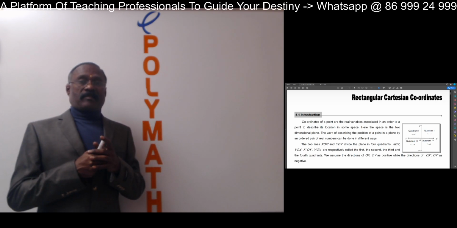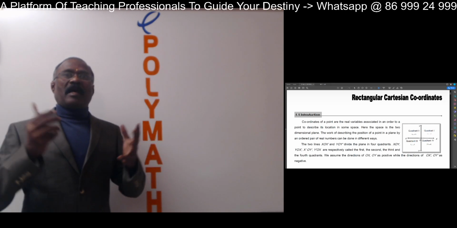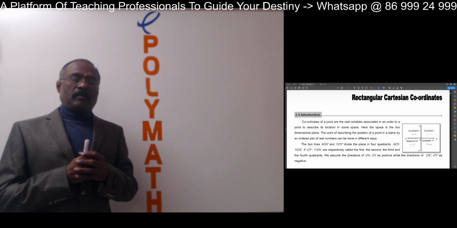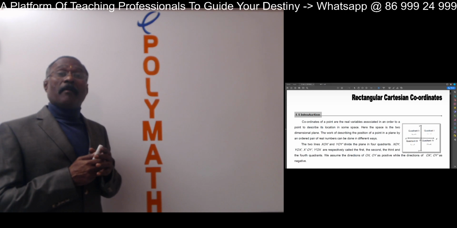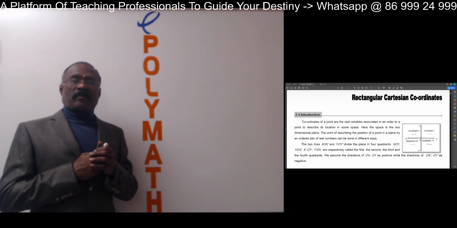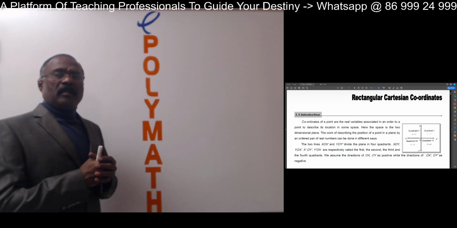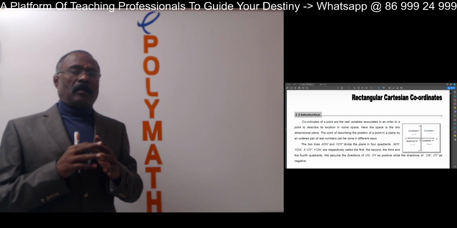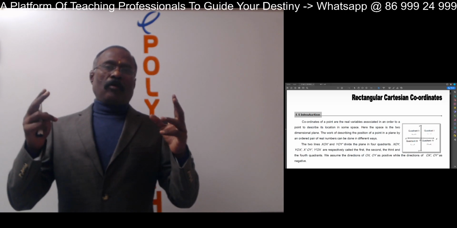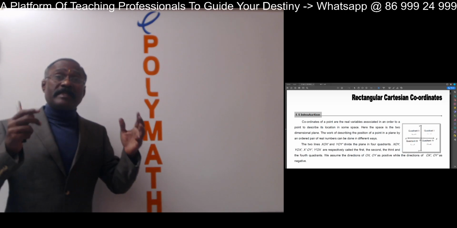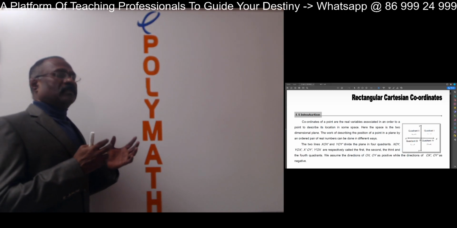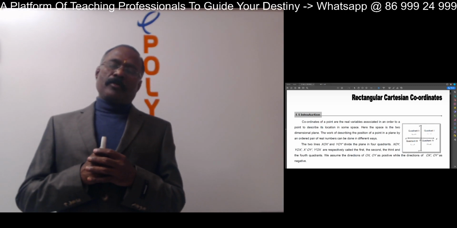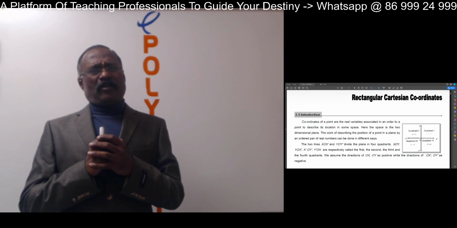the space consists of 3 dimensions, but 2 dimensions means it is a 2-dimensional plane which consists of only length and breadth, or breadth and height, or length and height, like that. Only 2 dimensions will be there. So what the mathematician did, he thought of dividing the plane to locate any point on the plane.